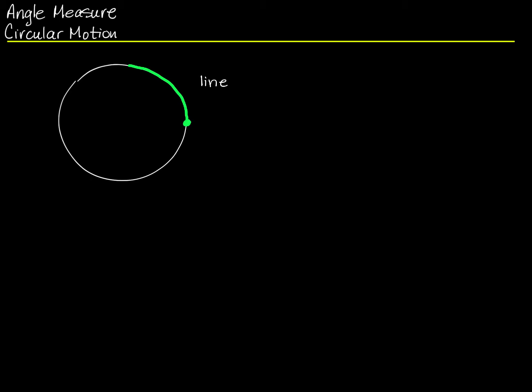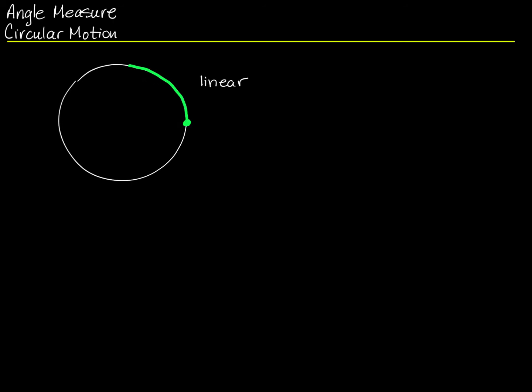And I know I mentioned this before, but I'll just say it again here. This is not a line in the strict sense of the word. A line would be a straight line, but it's a two-dimensional object, right? It's two-dimensional motion. It's going around this, it's walking on this path. It's like walking on a path.